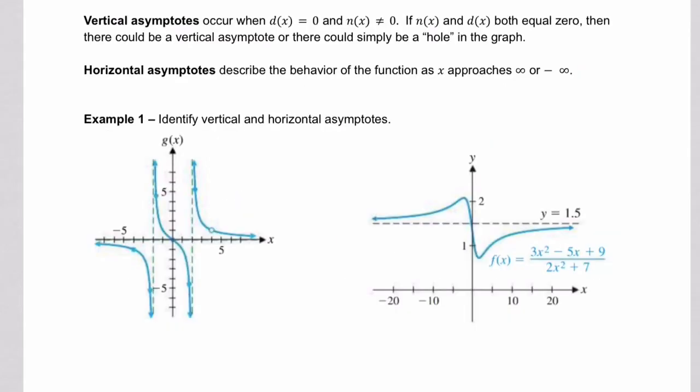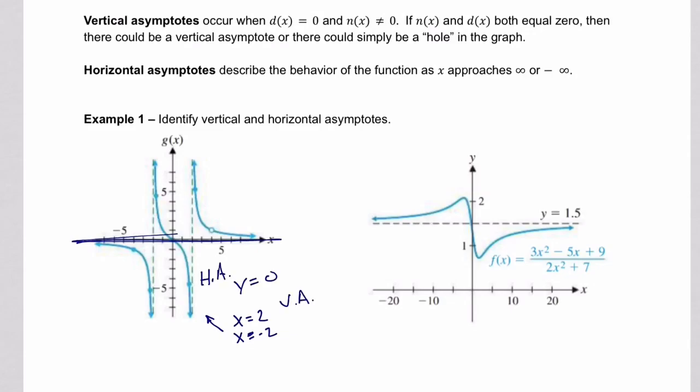Now let's look at a quick example where we can identify horizontal and vertical asymptotes from the graph of a function. In this example here, we see vertical asymptotes at x equals 2 and x equals negative 2, and we see a horizontal asymptote at y equals 0.